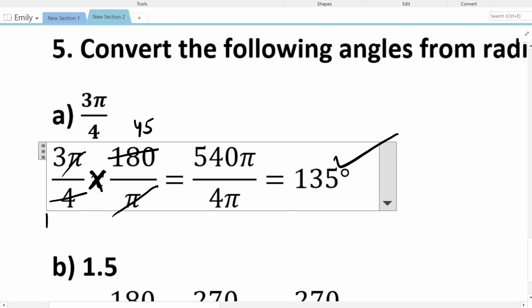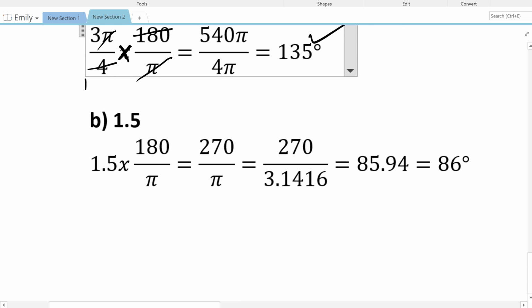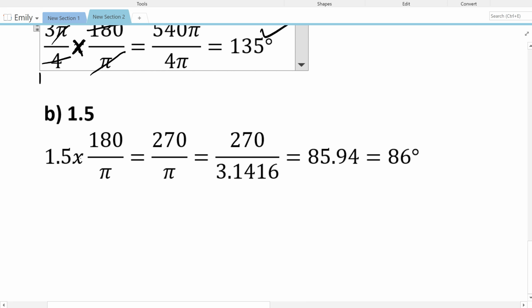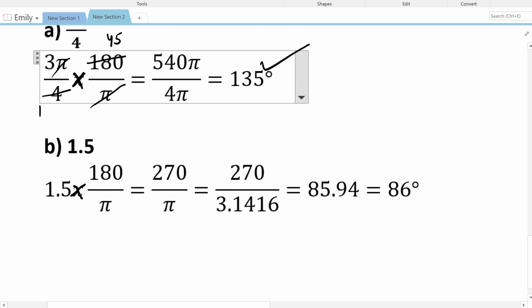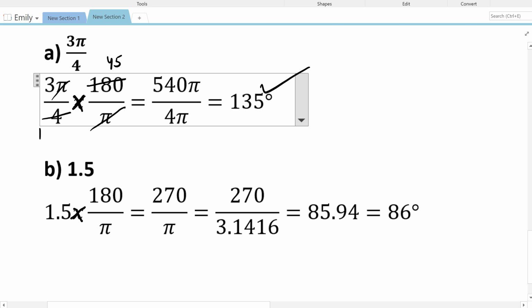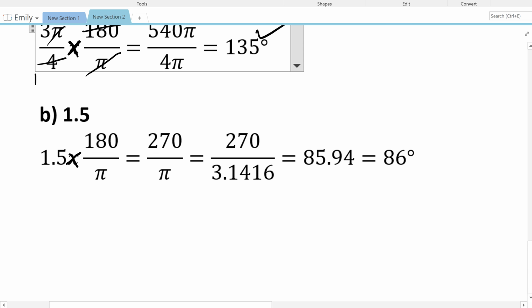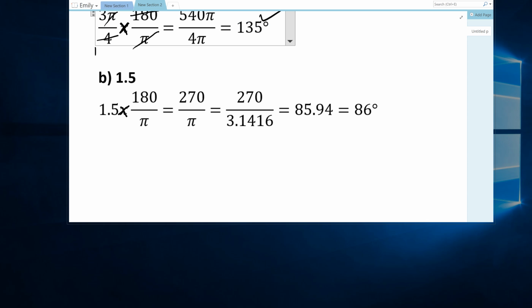Yeah, so that's right. Now the next one is 1.5. So you multiply it with that. Here we don't have a pi, where before we had a pi. So in that case you're going to have pi at the bottom, and you have to write down the value of pi, and then you divide it by pi, and I think that's right. We can use a calculator for that.